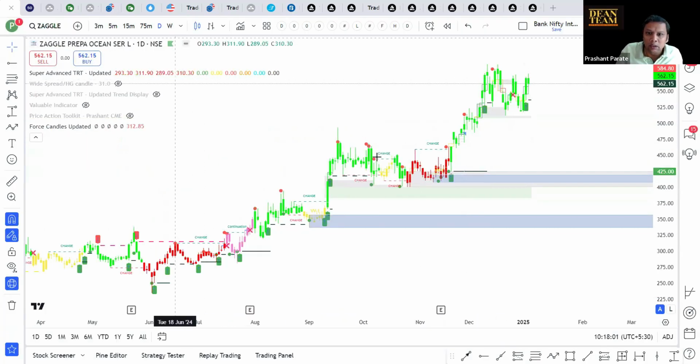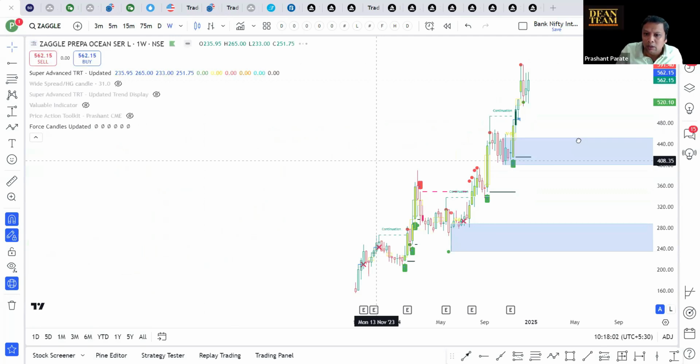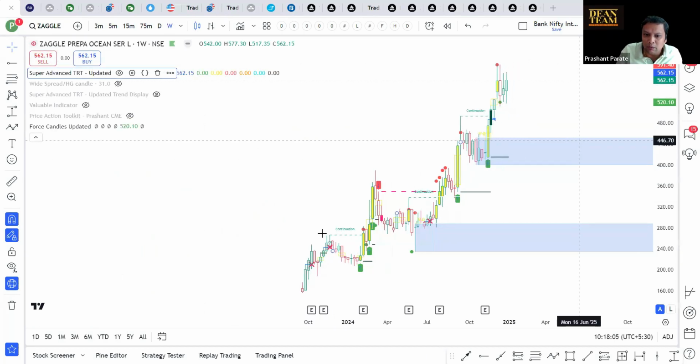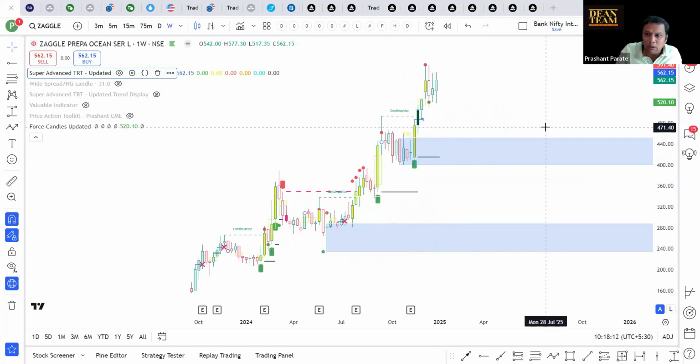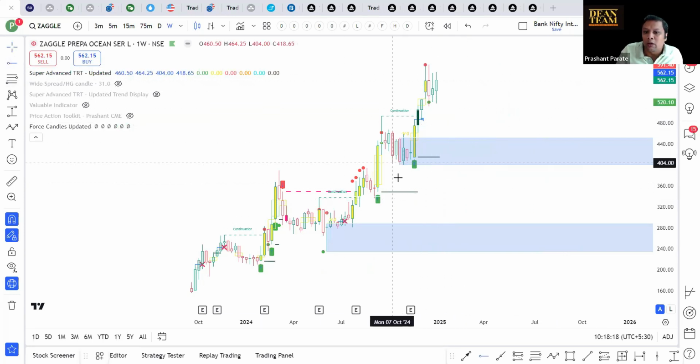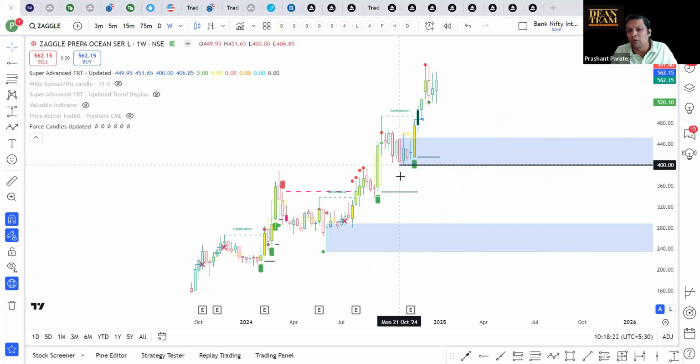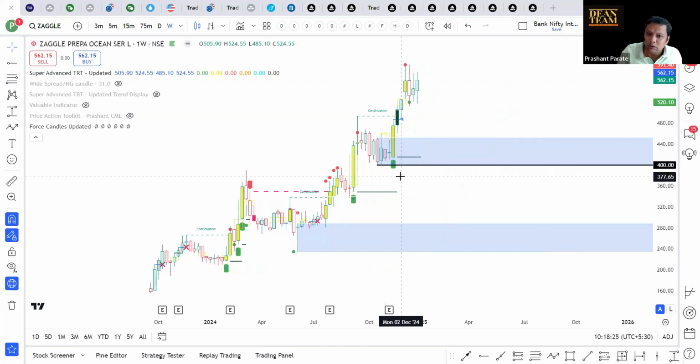So this is the chart of Zaggle. Let's check on weekly. And on weekly it is in an uptrend. If you see, continuation, continuation, continuation. And it is a new IPO stock. So I don't know whether it will continue going higher or it will come down. What I would do is keep a stop loss below 400 on daily close and just wait and watch.